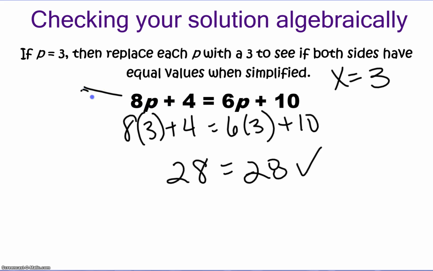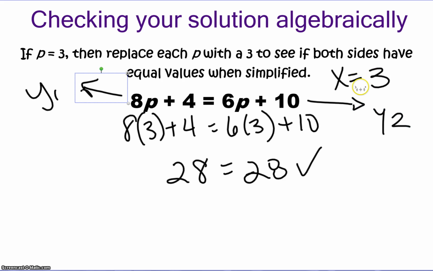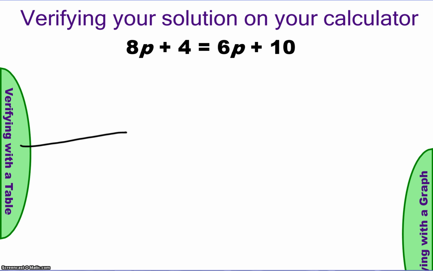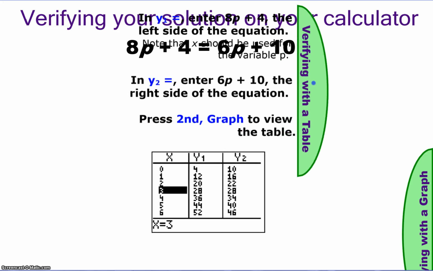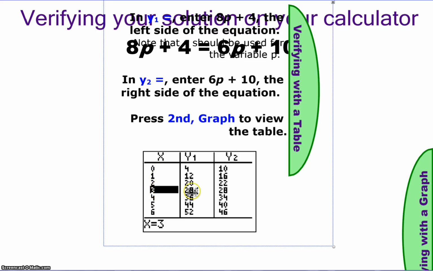If you wanted to check on your calculator, this would go in Y1, this would go in Y2, and then you would scroll to where it says x equals 3 and make sure that both of the answers were that. And this is what this looks like. So 8p plus 4 would be in Y1, 6p plus 10 would be in Y2. You'd hit second graph to go to the table, and if you scroll to where x equals 3, you notice that these two numbers are the same. Okay? We know that as having one solution because there's only one time that the answers in Y1 and Y2 will both be the same.